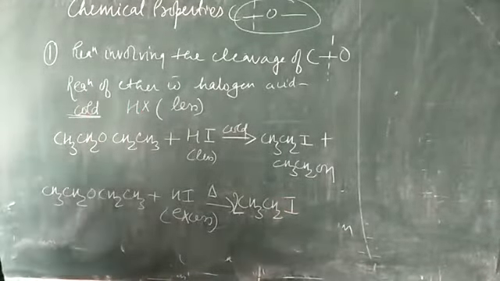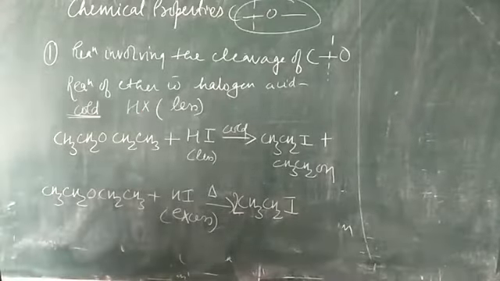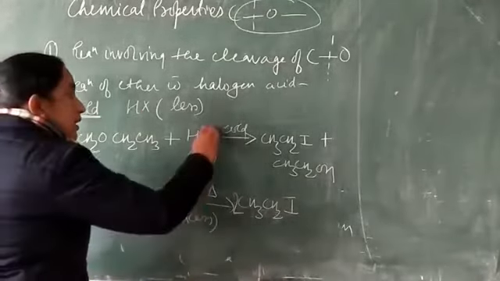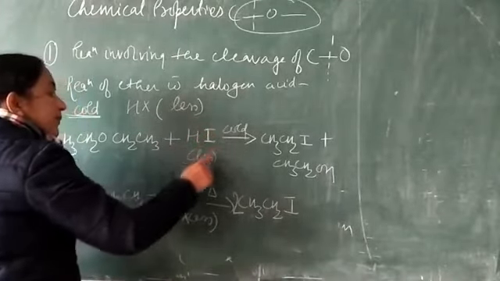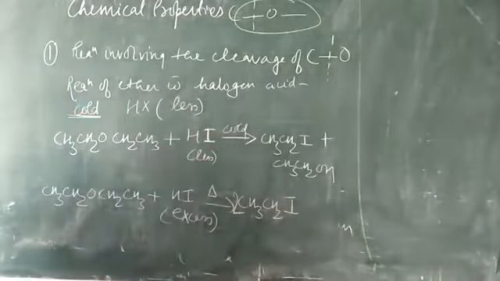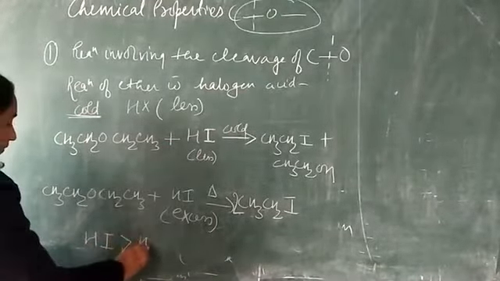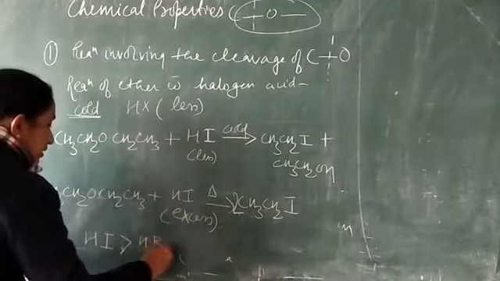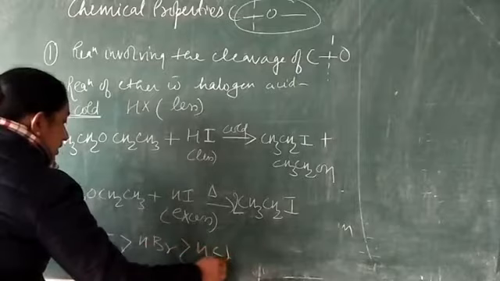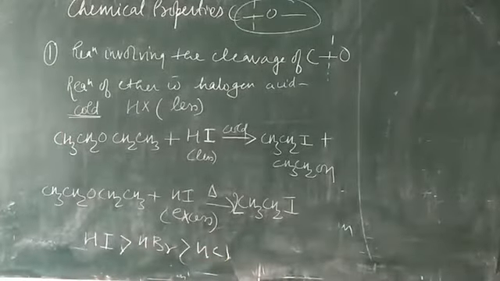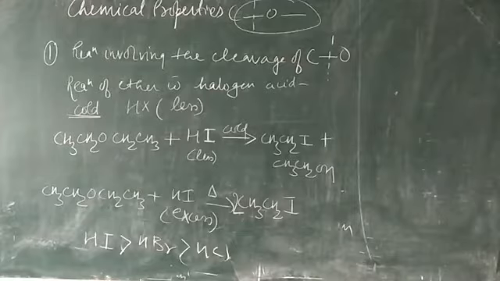Now in this reaction, students, we have two things to be kept in mind. The first one is the reactivity of the halogen acid, which will be maximum for HI. HF we are not going to count here. We will only count HCl, HBr and HI. Among these three, HCl has the least reactivity, and HI has the maximum reactivity.